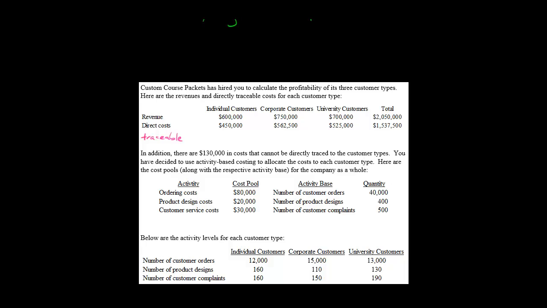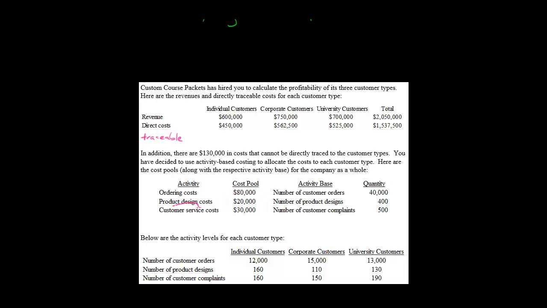So what the company has done, or what we are doing as the analyst, maybe they haven't done this and then we go and do it, is identify some cost pools. We've got several activities that we believe are driving costs. We've got ordering, every time a customer places an order, and there's $80,000 to put into that cost pool. And then we also have product design. So maybe every time there's a new course packet that's ordered, there needs to be a new product design for that.